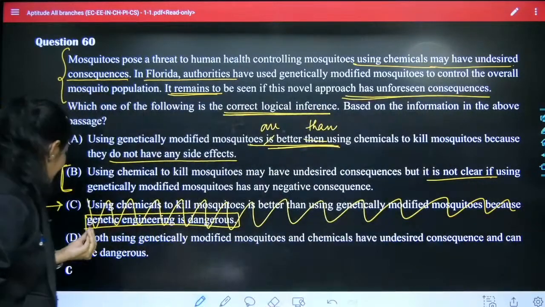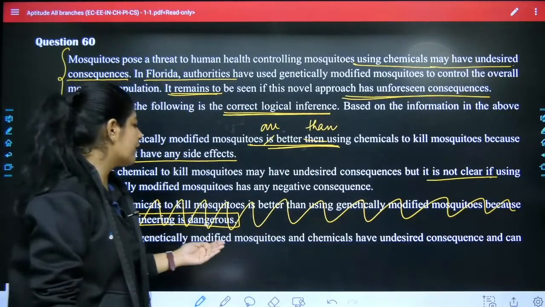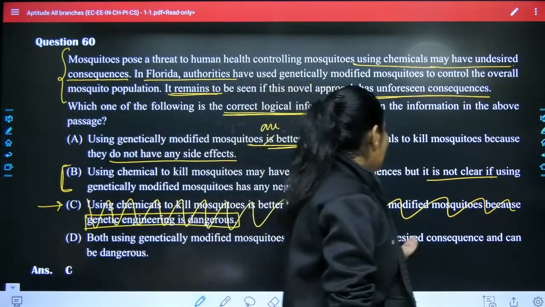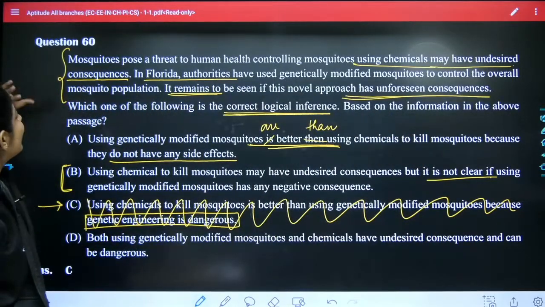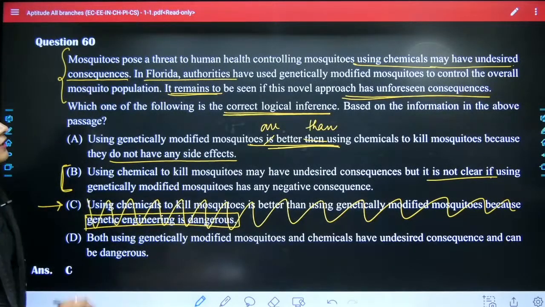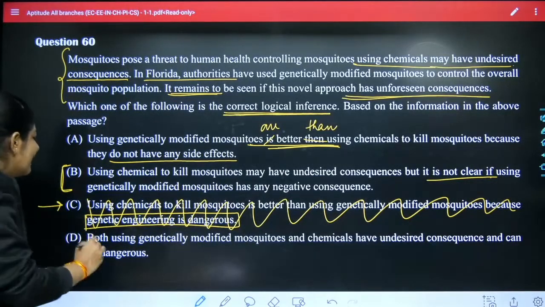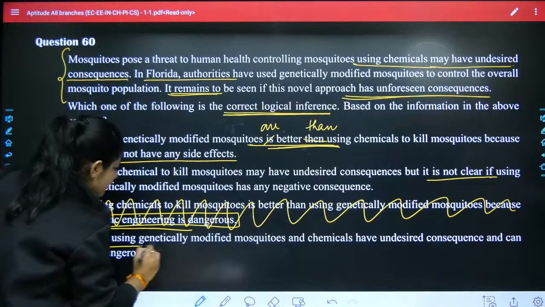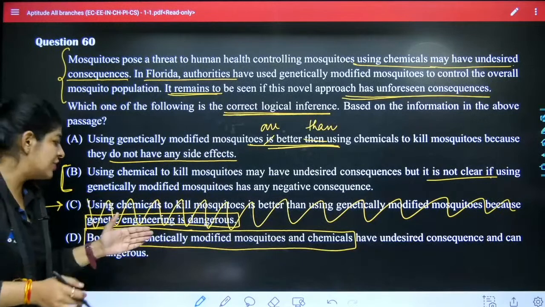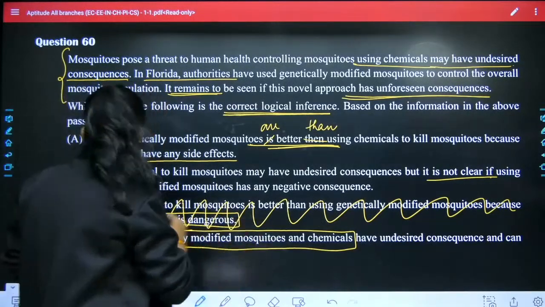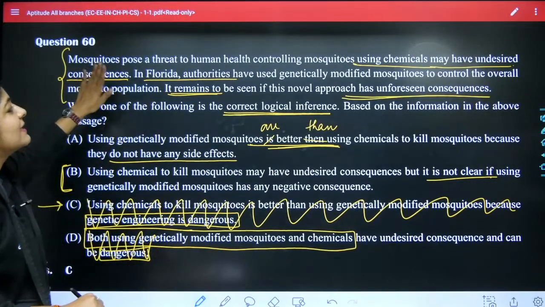Now let's check the very last option, option D. It is mentioned that both using genetically modified mosquitoes and chemicals have undesired consequences and can be dangerous. Okay, if we read this passage and check the terms which are mentioned or not, we can easily say that it is not clearly mentioned what the consequences are of using both genetically modified mosquitoes and chemicals. So this option is also eliminated because the word dangerous is not mentioned in this passage.